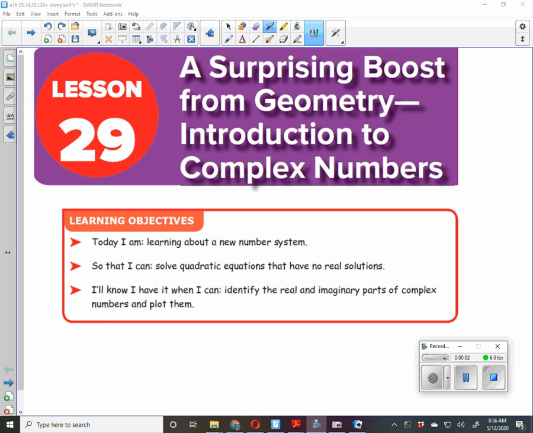All right, lesson 29, a surprising boost from geometry: introduction to complex numbers. We're going to try to explain this in a couple of different ways to see if we can grasp or grab a hold of this thing. There's a video on YouTube, if you want to look it up, that gives an animated explanation, which might be a good way to go. I won't do that here just because you can look that up if you're confused.